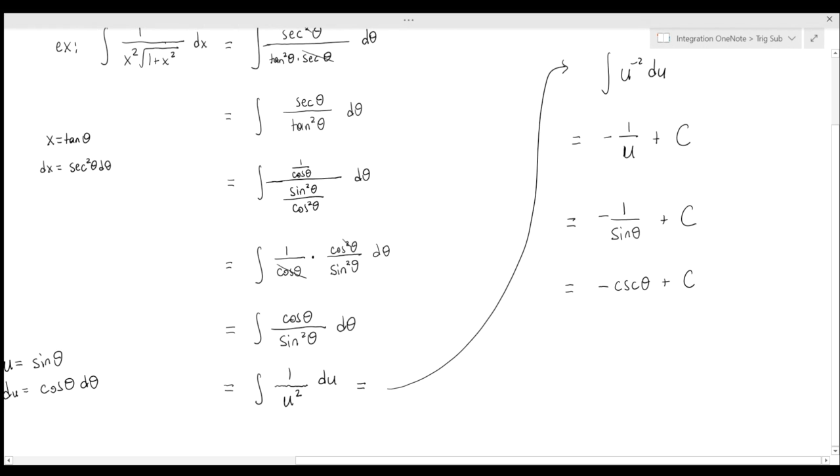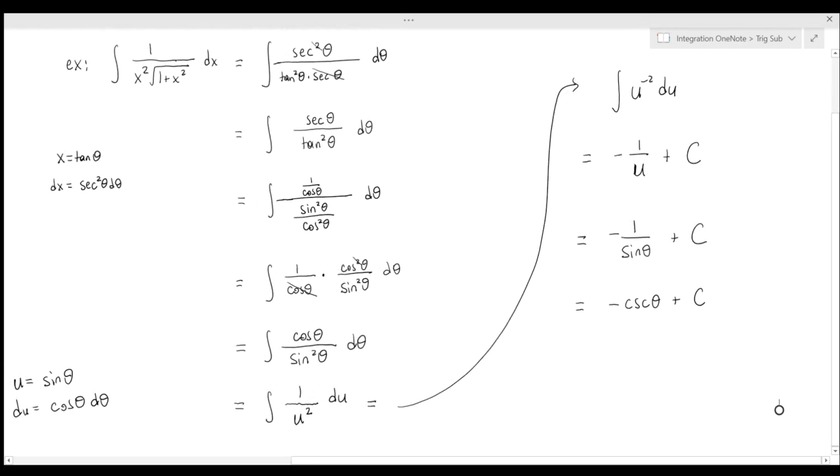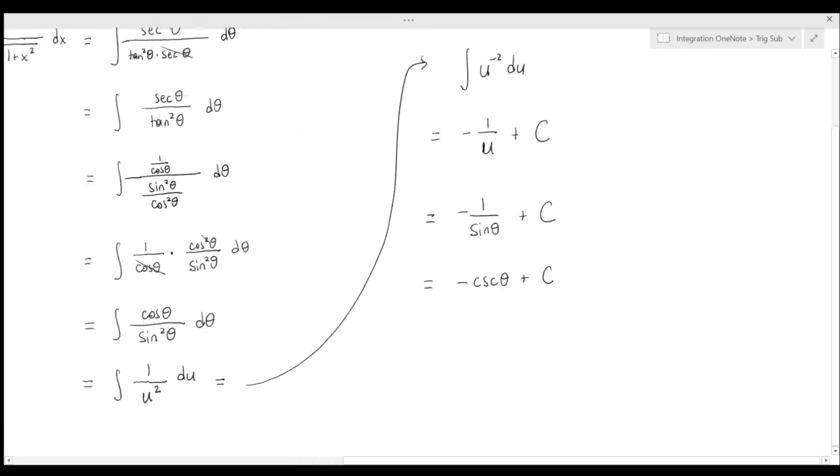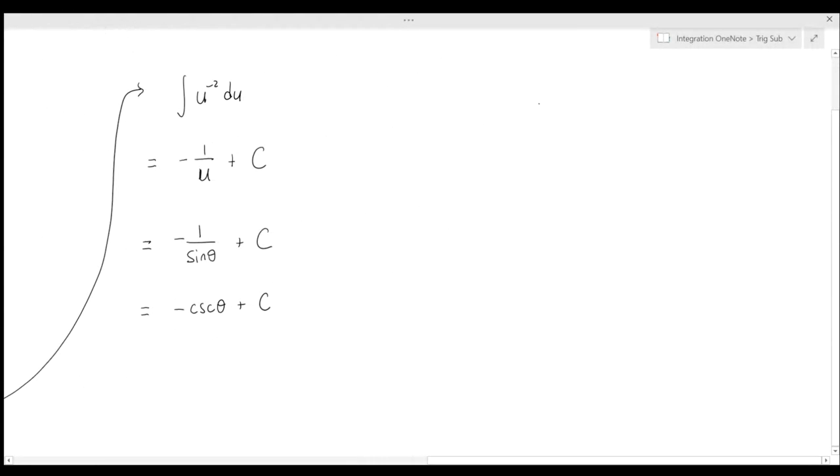All right, but we still want to rewrite this in terms of x. So here's how we're going to do that. It's going to be based off this trig sub that we did, x equals tangent theta. So I'm going to come over to here for that. So what I'm going to do is draw a right triangle to help me out. So I've drawn a right triangle and I've labeled one angle as theta.